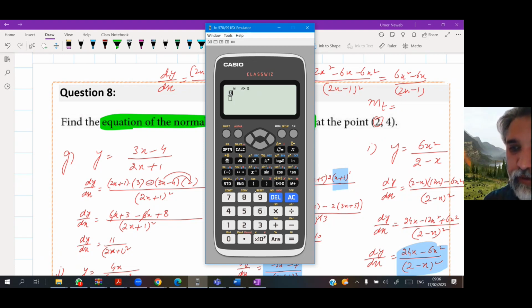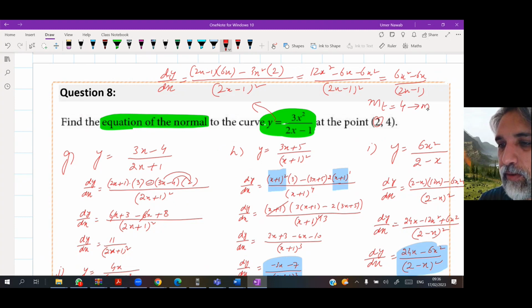Fraction 6, bracket open, 2 squared minus 6, bracket open, 2, and down 2. Brackets, I put here 2 minus 1, and I get my answer 4. So this is the gradient of a tangent. Gradient of a normal, just change the sign and reciprocate it. So minus 1 over 4.